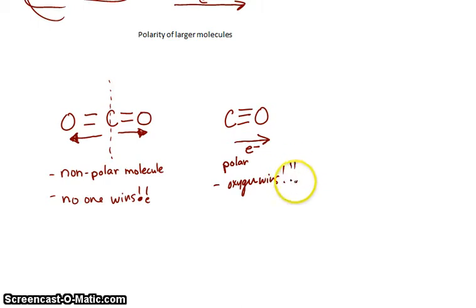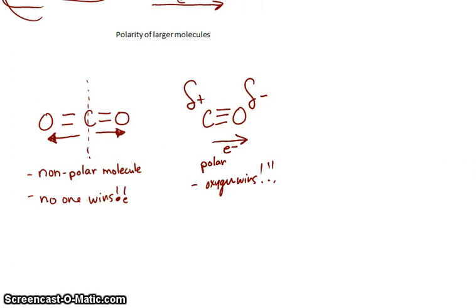Oxygen wins. That gives a partial negative over here where oxygen pulls and a partial positive over here. Those are the sigma signs that you saw earlier. Note, please, that oxygen is more electronegative. That's how I knew that it pulled electrons over that way. Okay, now these are easy molecules. Let's get to a more challenging one.